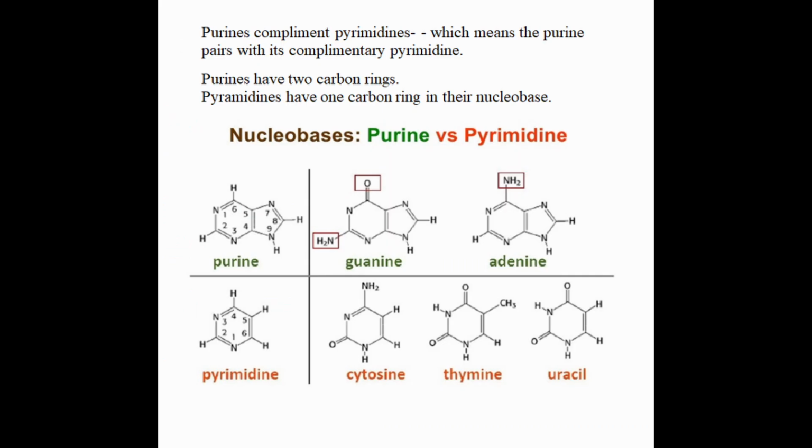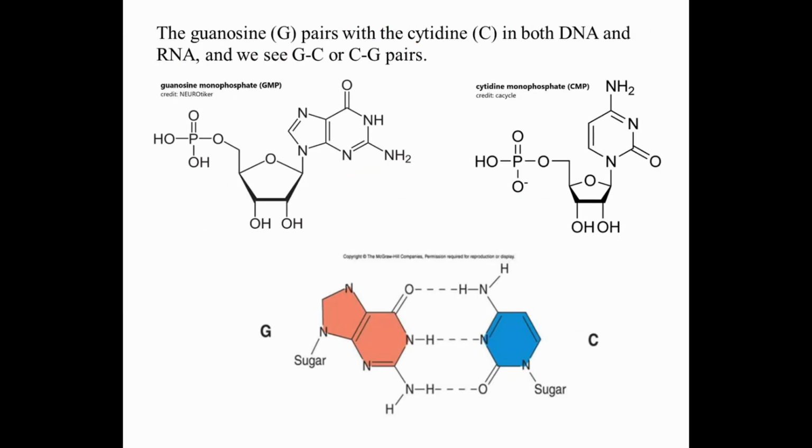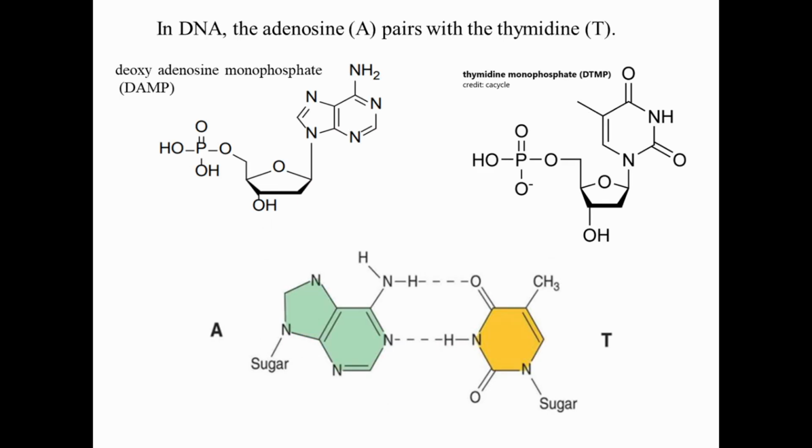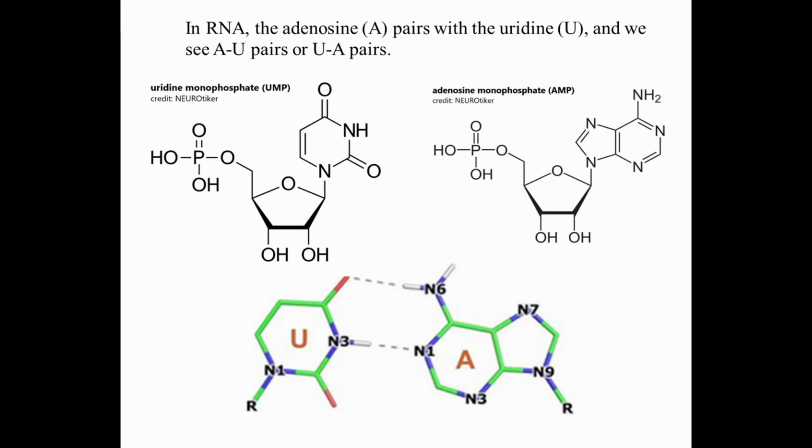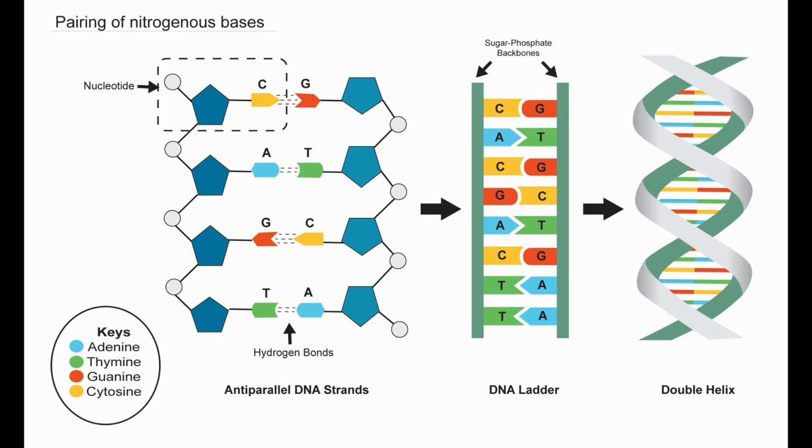Purines complement pyrimidines, which means the purine pairs with its complementary pyrimidine. So, the guanosine G pairs with the cytidine C in both DNA and RNA, and we see GC or CG pairs. In DNA, the adenosine A pairs with the thymidine T. In RNA, the adenosine A pairs with the uridine U, and we see AU pairs or UA pairs. It is the bases that do the pairing.